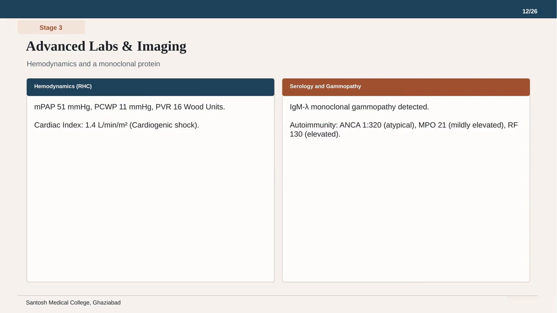Turning to the right panel, the serology and gammopathy results reveal an IgM lambda monoclonal gammopathy. We also see atypical ANXA at a titer of 1 to 320, mildly elevated MPO, and an elevated rheumatoid factor of 130. These findings suggest a systemic autoimmune process and a potentially significant plasma cell dyscrasia. We now have evidence of both severe hemodynamic failure and a monoclonal protein. We must now determine how these disparate findings fit together in a single patient.